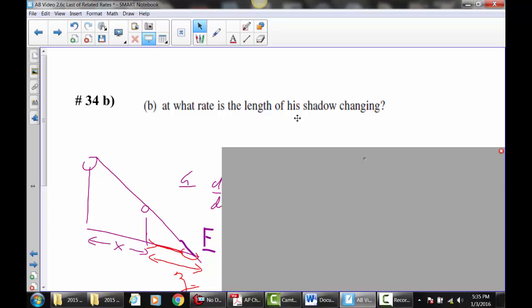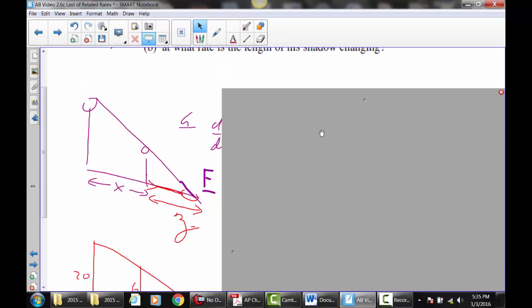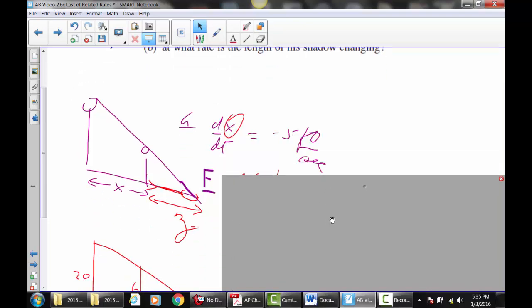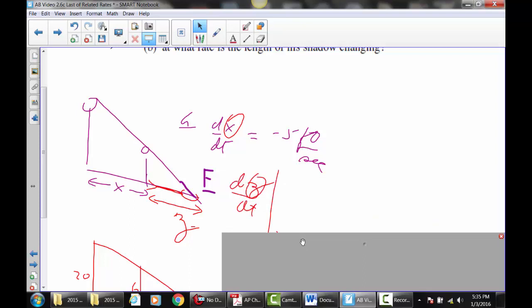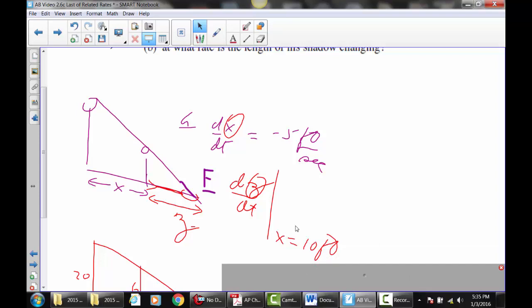Part B, what rate is the length of the shadow changing? Now I'm going to call that length z. Calling it y minus x will just cause havoc. So I'm given, again, still have the dx dt is negative 5 feet per second. What is the rate of change of dz dt?